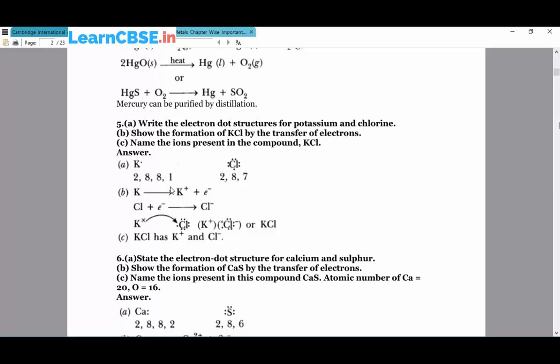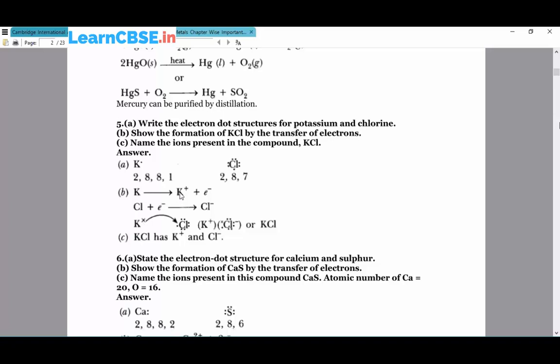The formation of KCl happens like this. Potassium has only 1 electron in the outermost shell. If it loses the 1 electron, it becomes a stable outermost shell. At the same time, chlorine has 7 electrons in the outermost shell. It needs 1 more electron to become more stable. So this 1 electron is transferred from the potassium to the chlorine.